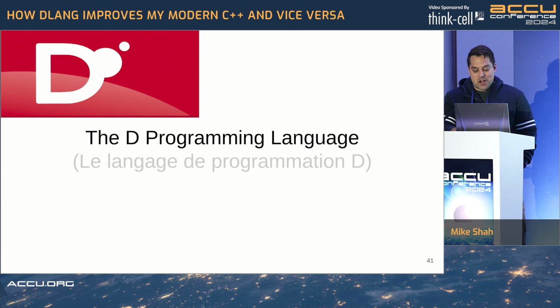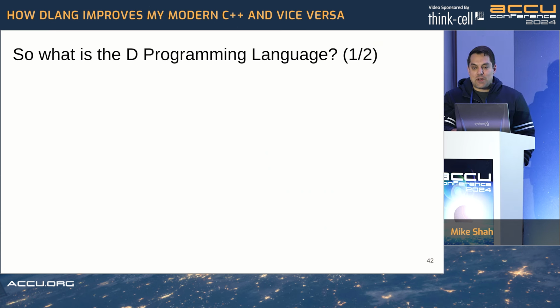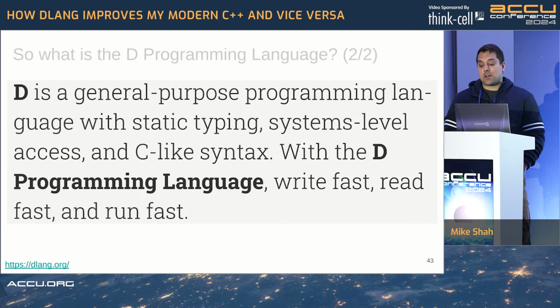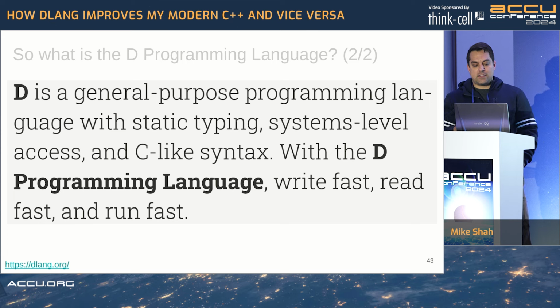All right, so looking at the D programming language, what is it? What exactly is this language? Well, described from their website, it's a general-purpose programming language with static typing, system-level access, and C-like syntax. With the D programming language, you write fast, read fast, and run fast. All right, sounds like great things to me. But again, it's going to be something very familiar. It's in the C programming language family, so you can probably look at some D code like we did at the very start and understand what it's doing. It's a systems language, so access to pointers, memory, low-level stuff, and static typing, which maybe we often associate with safety and type safety.